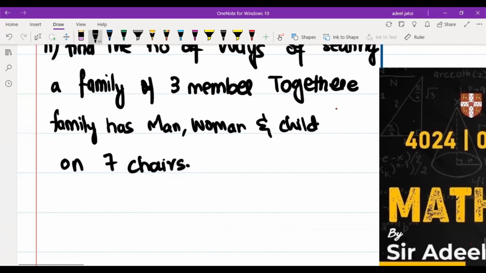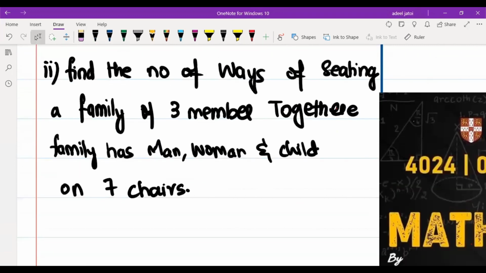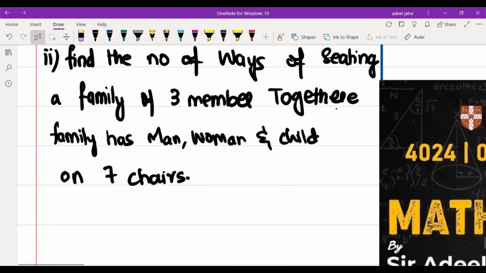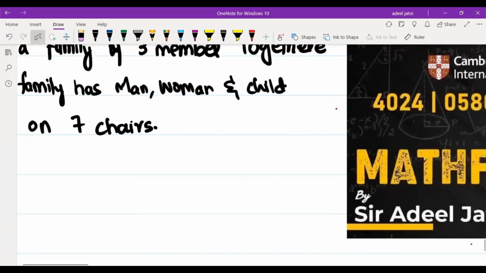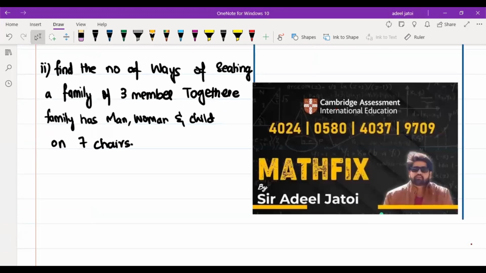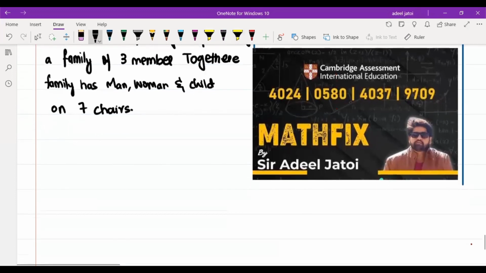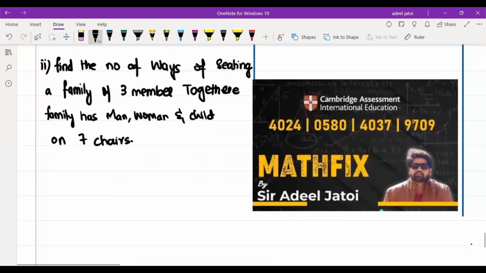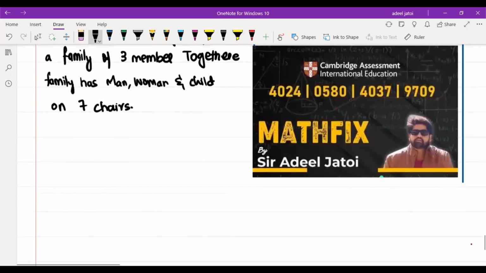So that means we need to find out the number of ways of making sure how the 3 people will sit on the 3 chairs out of 7 chairs. So particularly what does this mean is that you have to understand the particular concept behind that. Now the question says together. So what do we have is 1, 2, 3, 4, 5, 6, 7.